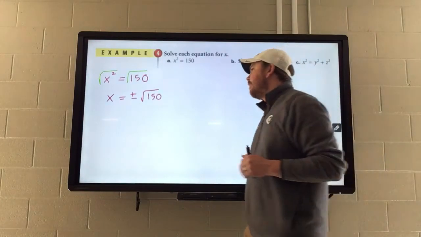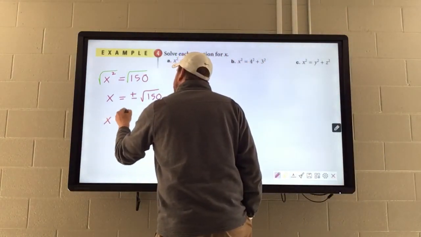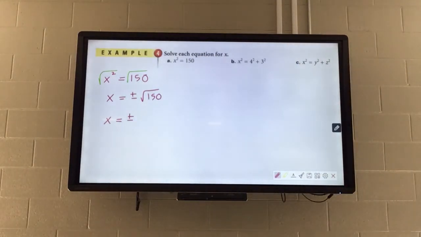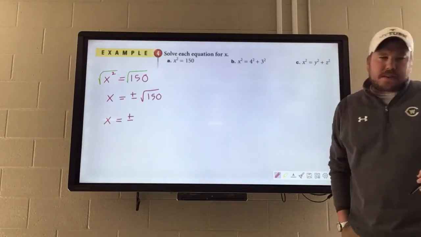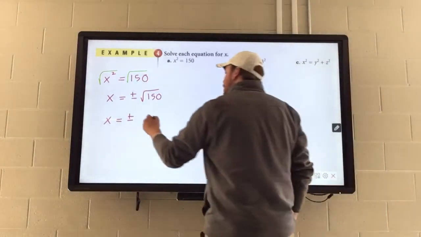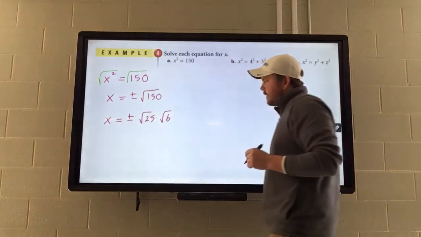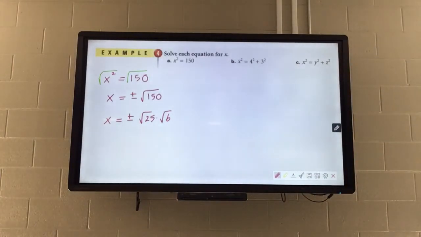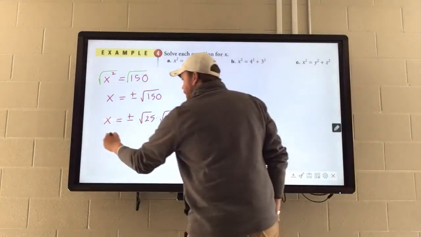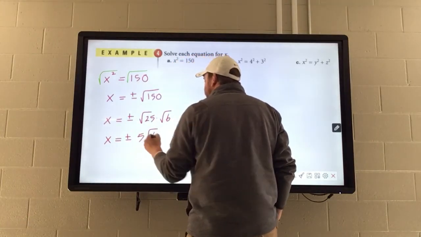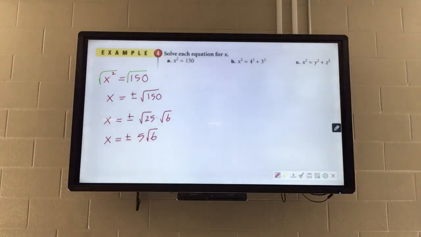So let's do that. So the square root of 150. We need the biggest perfect square that divides 150. Well, the biggest perfect square that divides 150 would be 25. So we can rewrite the square root of 150 as the square root of 25 times the square root of 6. Because 25 times 6 is 150. And then I know the square root of 25 is 5. The square root of 6 is just the square root of 6. So my final answer is x is equal to positive or negative 5 root 6.